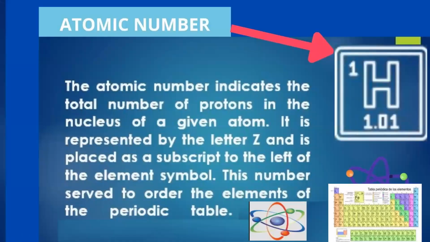Atomic number. The distribution of the elements in the periodic table is determined by the atomic number and its electronic configuration, the number of electrons in the outermost shell. This distribution keeps a consistent scheme that facilitates the understanding and ordering of the elements in the table. The atomic number indicates the total number of protons in the nucleus of a given atom.